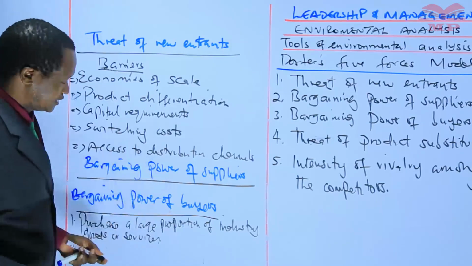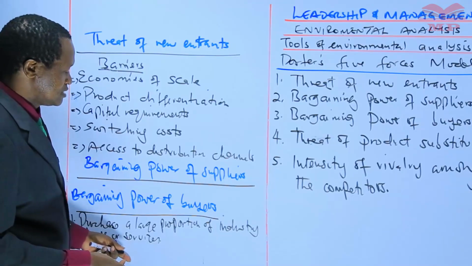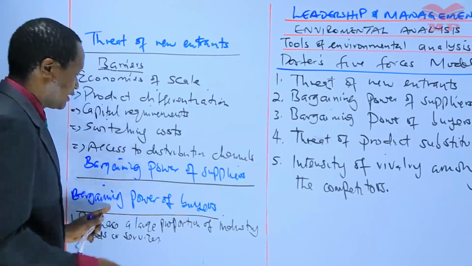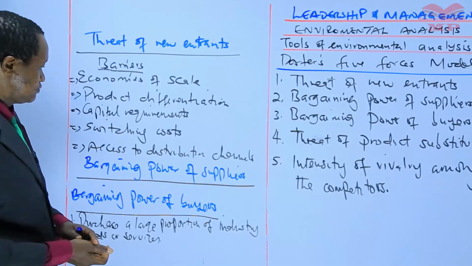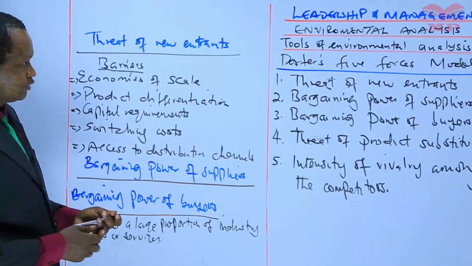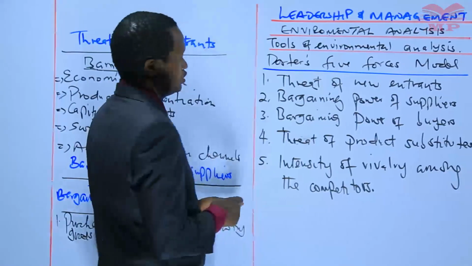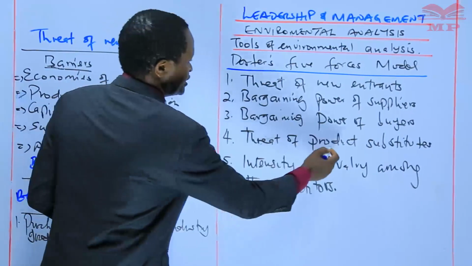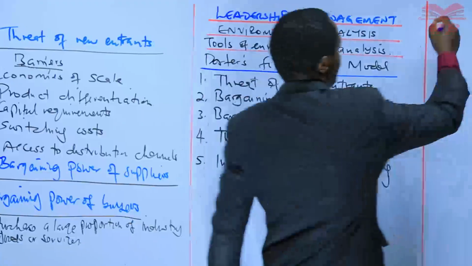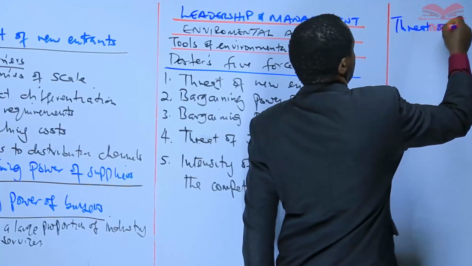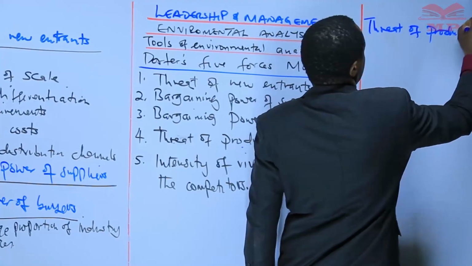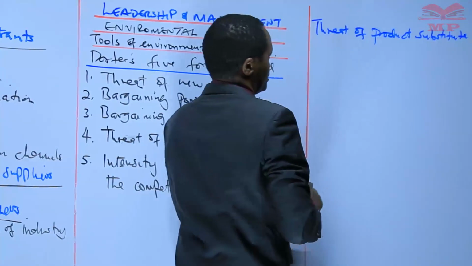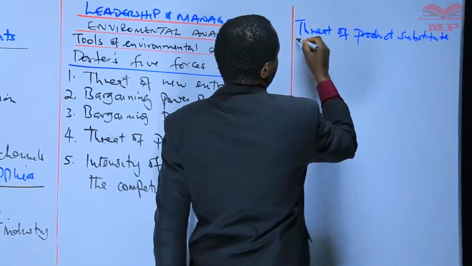So those are some of the factors that, if they hold true, will make buyers have bargaining power. Then you can move on to threat of product substitute. Threat of product substitute.